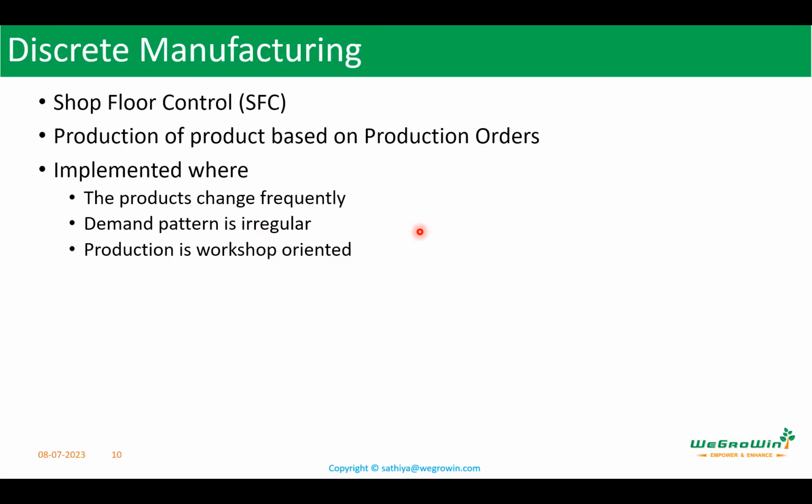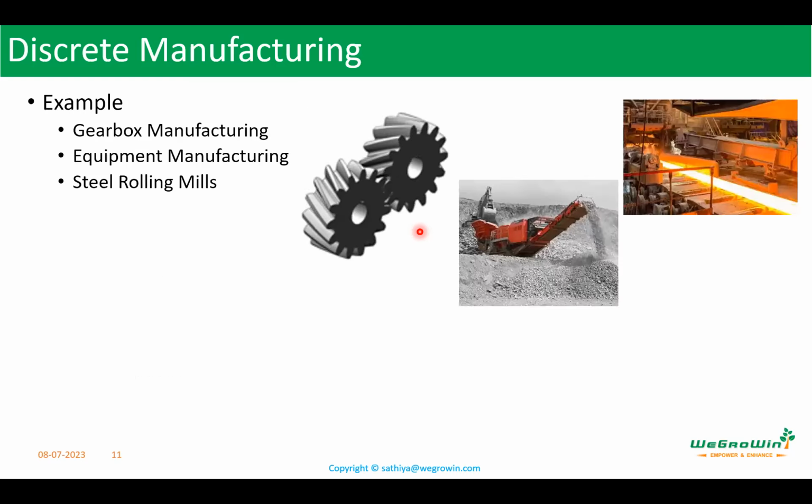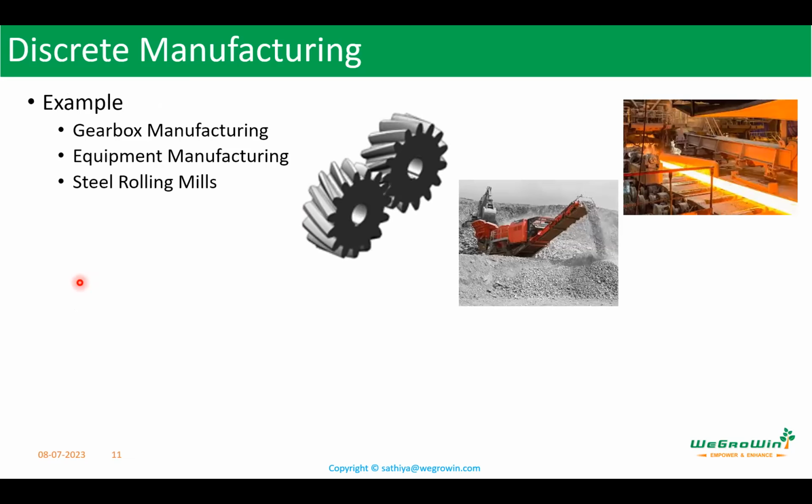For discrete manufacturing, what are the master data we need? We need material master, bill of materials, work center, routing, and production version. Right? This is discrete manufacturing. Examples of discrete manufacturing are gearbox manufacturing, equipment manufacturing, and steel rolling mills.